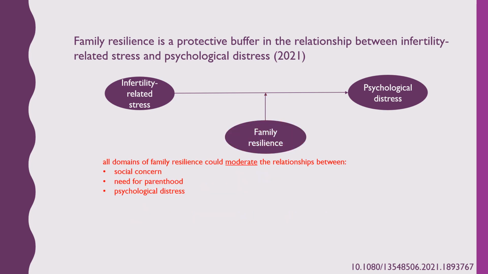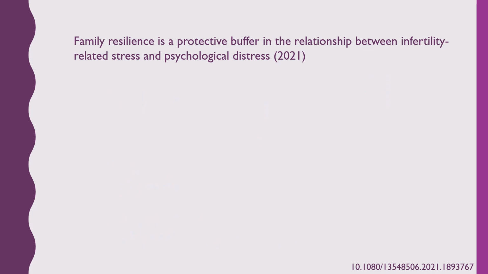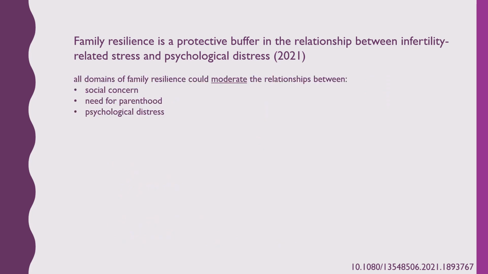Now, interestingly, all domains of family resilience could moderate the relationship between social concern, need for parenthood, and psychological distress, but they cannot moderate the associations between psychological distress and sexual concerns, and relationship concerns and rejections of a child-free lifestyle. Let's see why this is. So, all domains could moderate the relationships between these three variables.